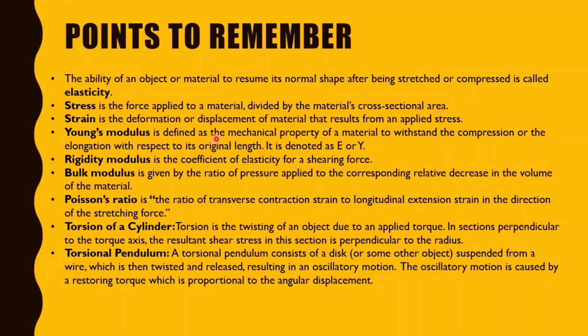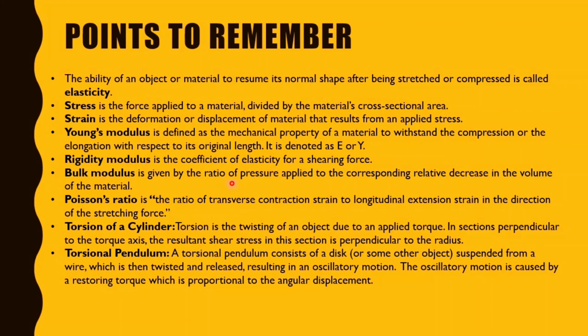Now Young's modulus is defined as the mechanical property of a material to withstand compression or elongation with respect to its original length. That means whatever compression or elongation is done to this particular material with respect to its original length will give Young's modulus, and it is denoted by E or Y. Rigidity modulus is the coefficient of elasticity for a shearing force, and the rigidity modulus symbol is eta.